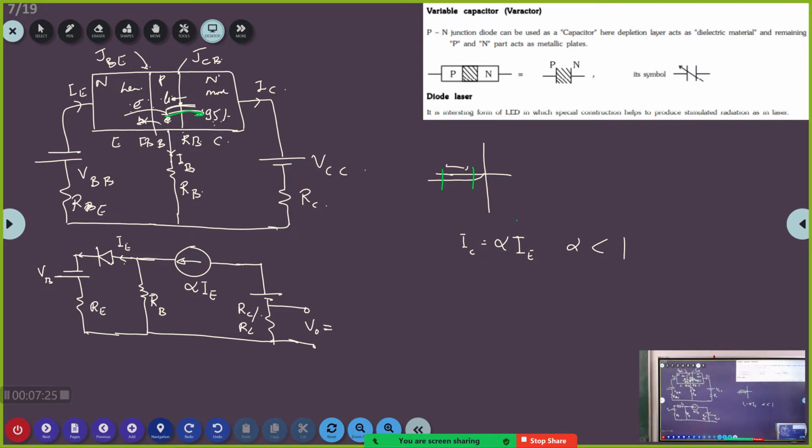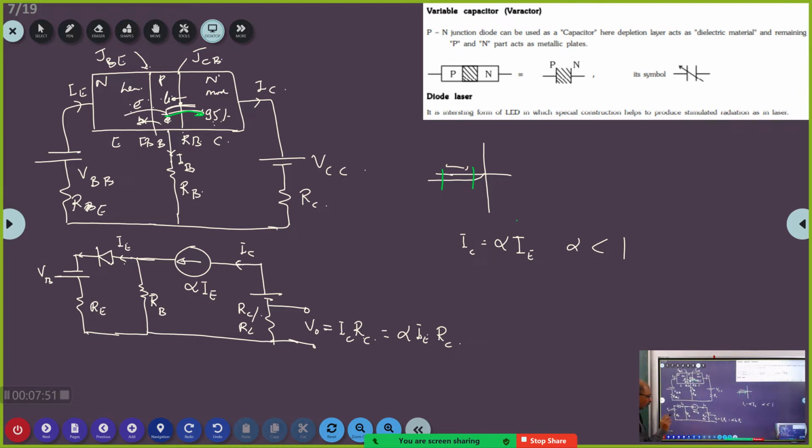VO is equal to alpha into I, I into RC. IC is, so this is alpha IE into RC. Agree? Yes, sir. Put it like this. This is one way to put it.